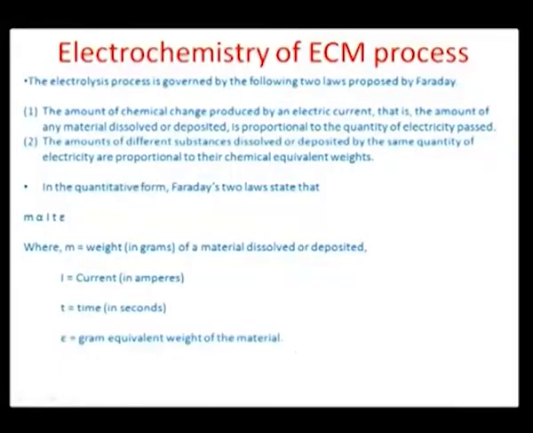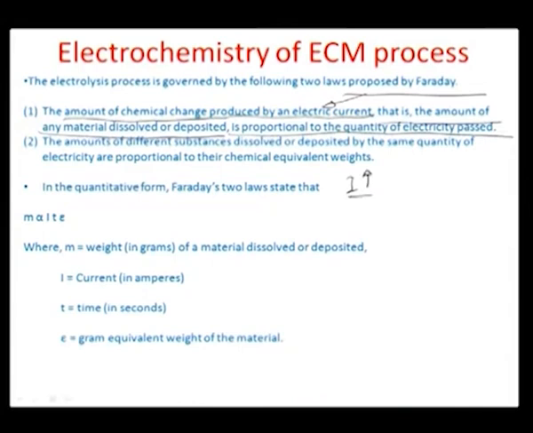So the first Faraday's law says that the amount of chemical change produced by an electric current, that is the amount of any material dissolved or deposited, is proportional to the quantity of electricity that is passed. Okay, so that's essentially what the current is going to do, either carry out ions or deposit ions to the electrodes. So if the current passed is higher, the amount of chemical change produced by the electric current will also be higher, which typically means the material dissolved or deposited would also be higher.